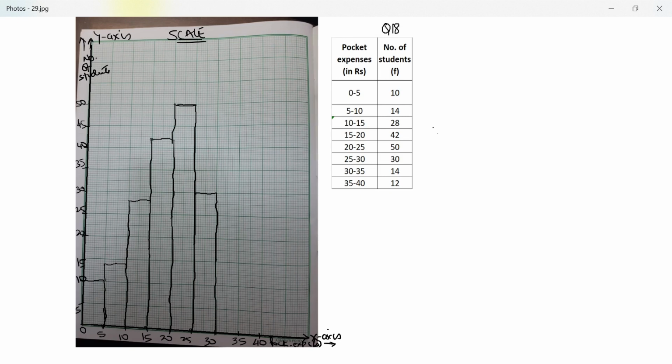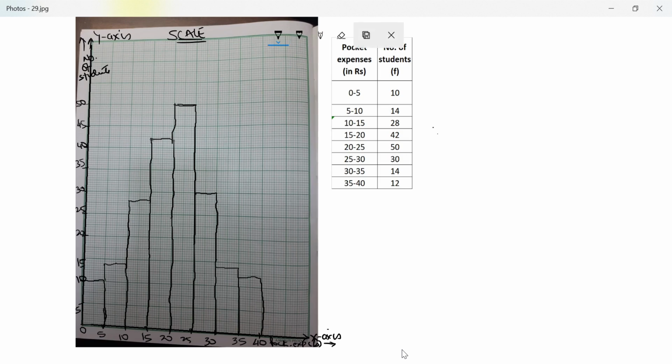Freehand cuts your marks. This is 14, which is 8 small lines above 10. That's 14. And then the last one is 12, which is 4 small lines above 10.